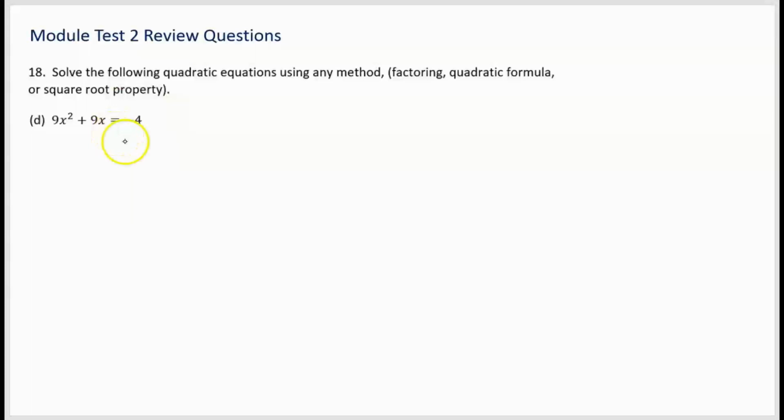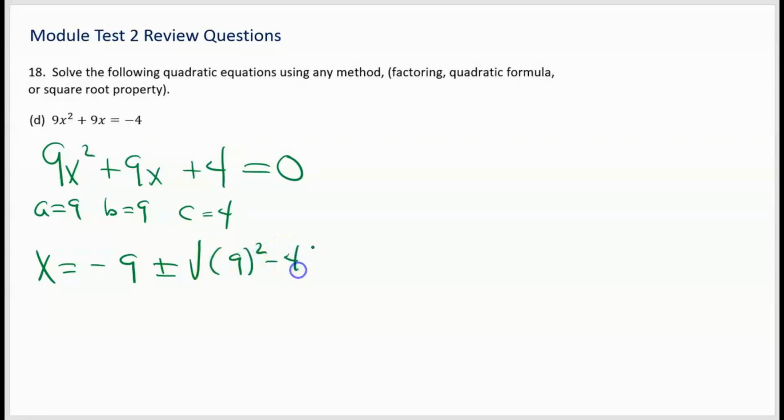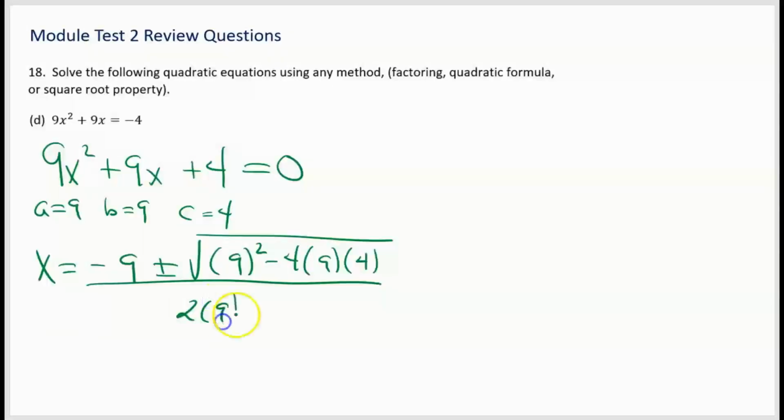Example D. I'm trying to get this equal to 0, so I need to add the 4. So I have 9x squared plus 9x plus 4 equals 0. So that's the way I need it. My A is 9, my B is 9, and my C is 4. So here we go. X is equal to negative B, so negative 9 plus or minus the square root of 9 squared minus 4 times A is 9, and my C is 4. This is all divided by 2 times 9.